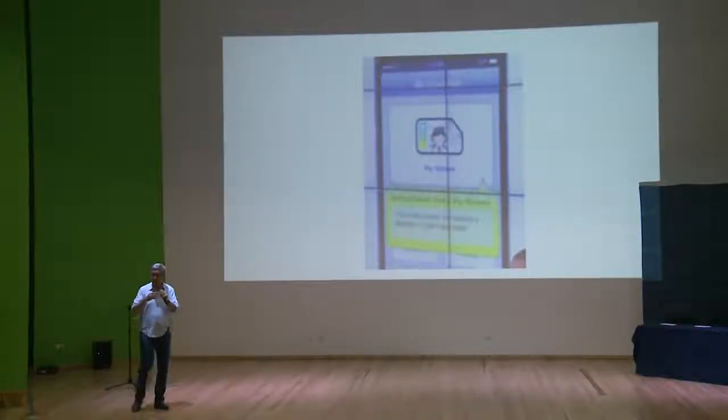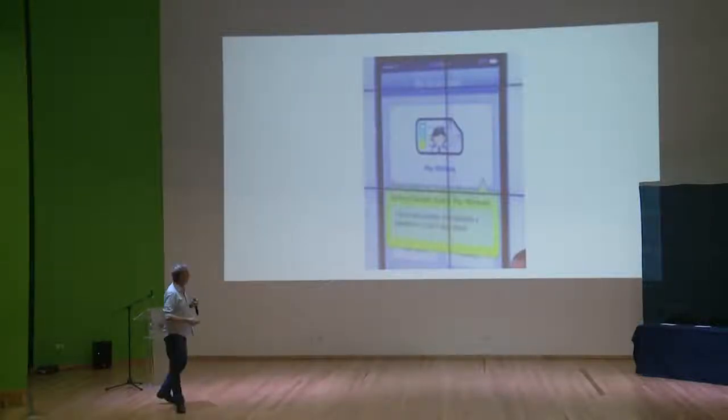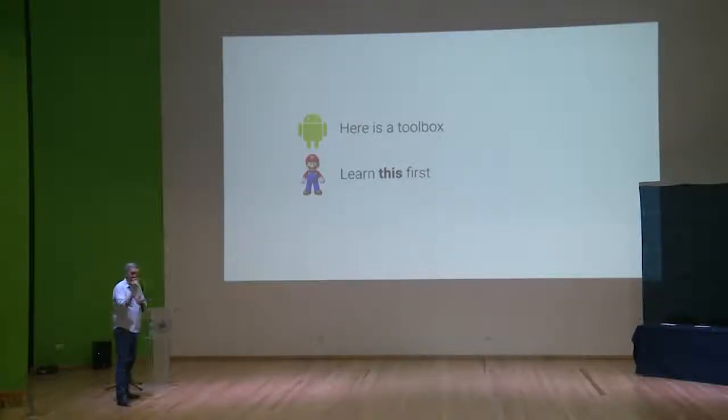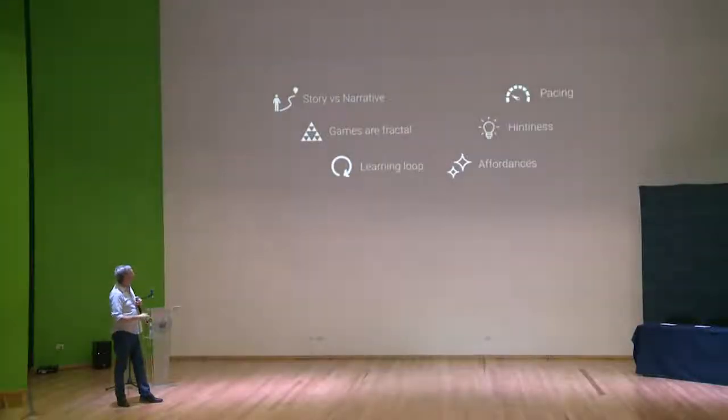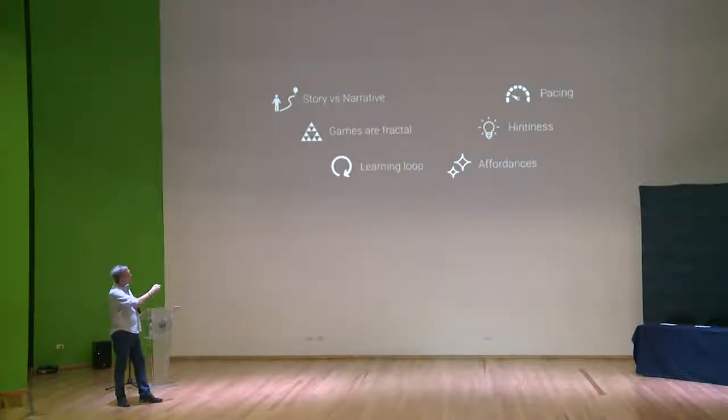Now, this is hard. It takes research, user research, but giving that user that first step is a very powerful thing. So instead of saying, here's our toolbox, have fun, what do games do? Do this first. So in a sense, here are the six things I talked about, and I'd rather organize them this way, because this is about taking whatever you're working on and breaking it down, and affordances, hintiness, and pacing is about building it back up again.